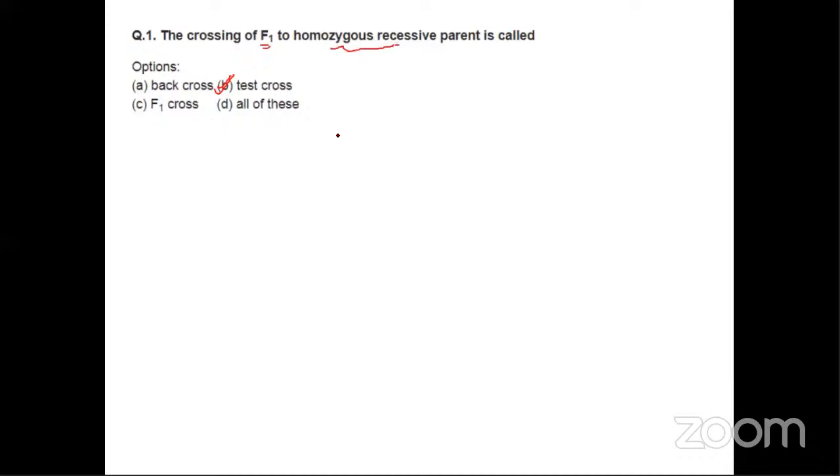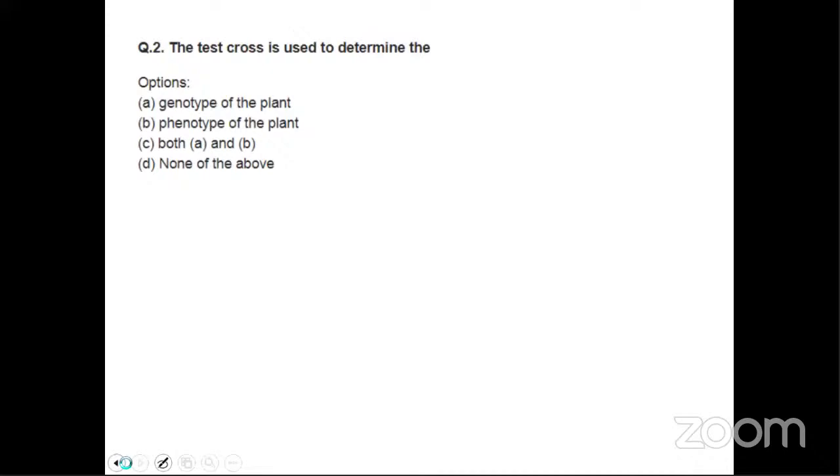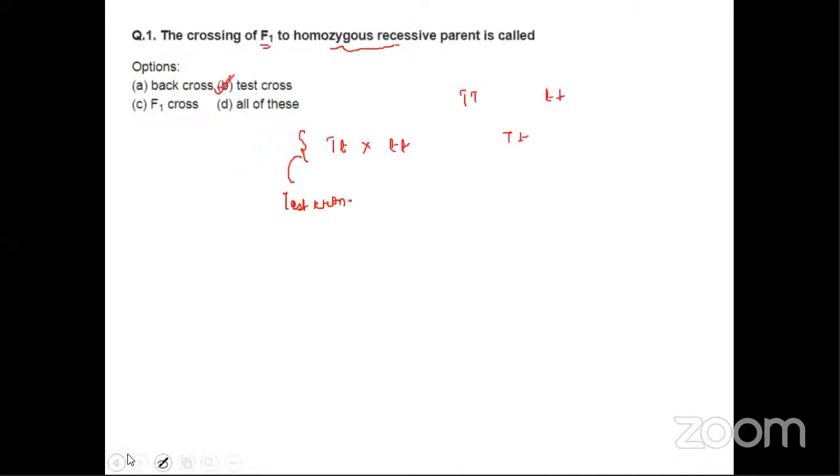If we take the example of height, what are we doing? Capital T, small t. This is the F1, right? If these are the parents, the F1 that we are going to get is capital T, small t. So this is crossed with the recessive parent. This is what? This is a test cross. Right? What are the genotypic and phenotypic ratios of monohybrid test cross? Quickly put your answers in the chat box. What are the ratios for test cross?